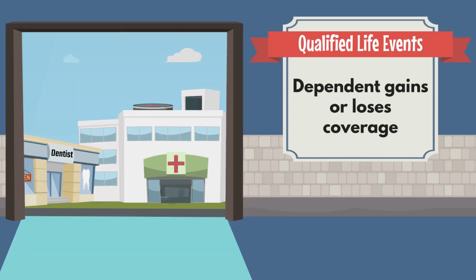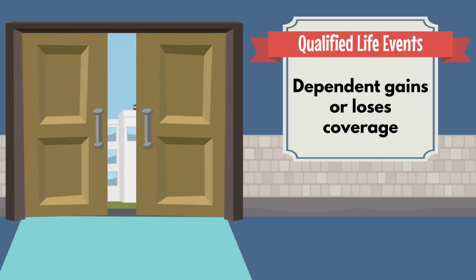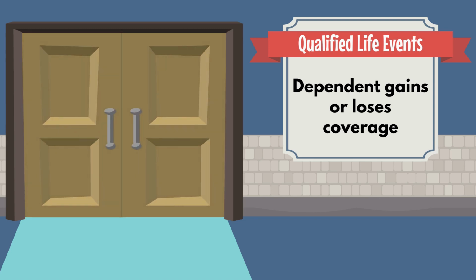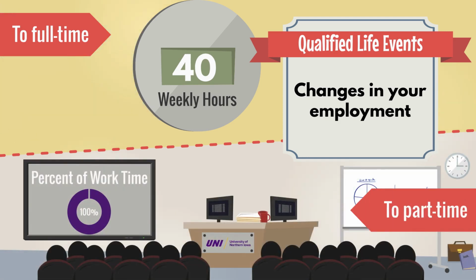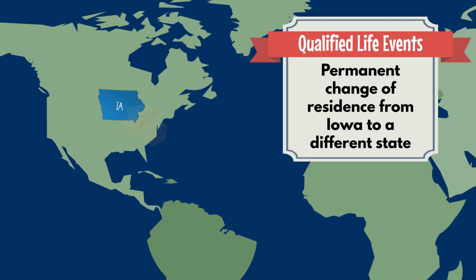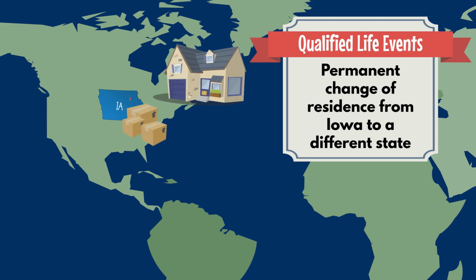Besides a change in family size, another qualified life event is when a dependent gains or loses benefit coverage. A change in your employment, from part-time to full-time, is also a qualified life event. Or, when you go from full-time to part-time. The last qualified life event is a permanent change of residence, from Iowa to a different state.